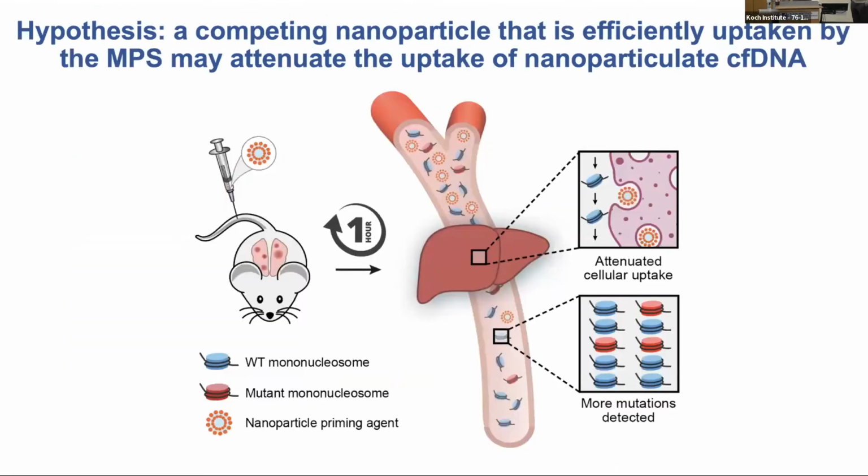So what we hypothesized for our first contrast agent is whether a competing nanoparticle that is efficiently uptaken by the MPS system would attenuate the uptake of our nanoparticulate cell-free DNA, so our endogenous nanoparticle of interest, the mononucleosome, and therefore allow us to accumulate more in blood and detect more ctDNA molecules.